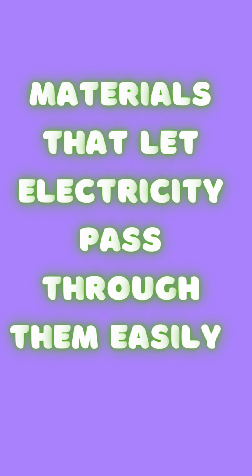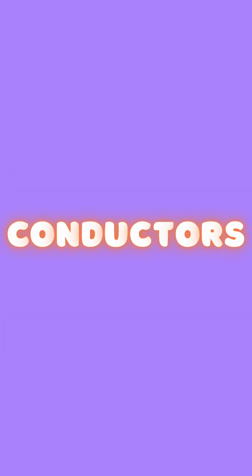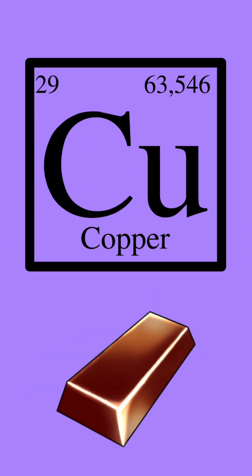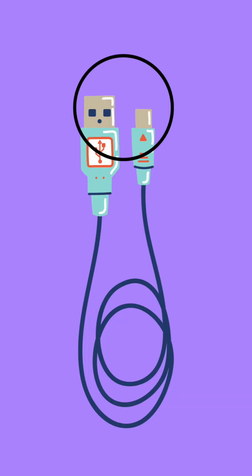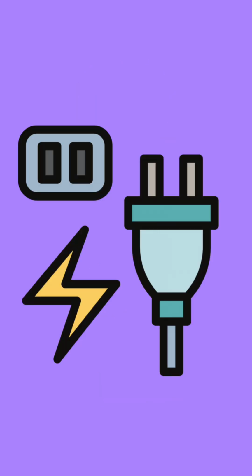Materials that let electricity pass through them easily are called electrical conductors. Materials such as iron, copper and steel are good electrical conductors. This is why these materials are used inside cables and electrical devices. For example, the metal used in plugs allows electricity to transfer from the wall socket through the plug and into a device such as a TV.